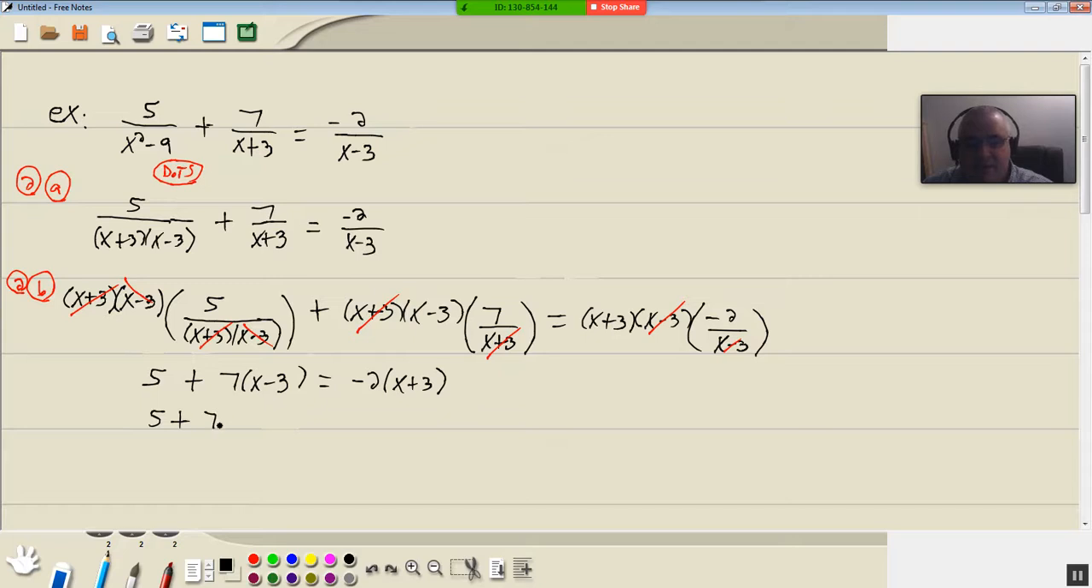Well, 7 times x is 7x. 7 times negative 3 is negative 21. Negative 2 times x is negative 2x. Negative 2 times 3 is negative 6. And it doesn't matter where you are in math, you always combine like terms, you always combine numbers. 5 minus 21 is negative 16.